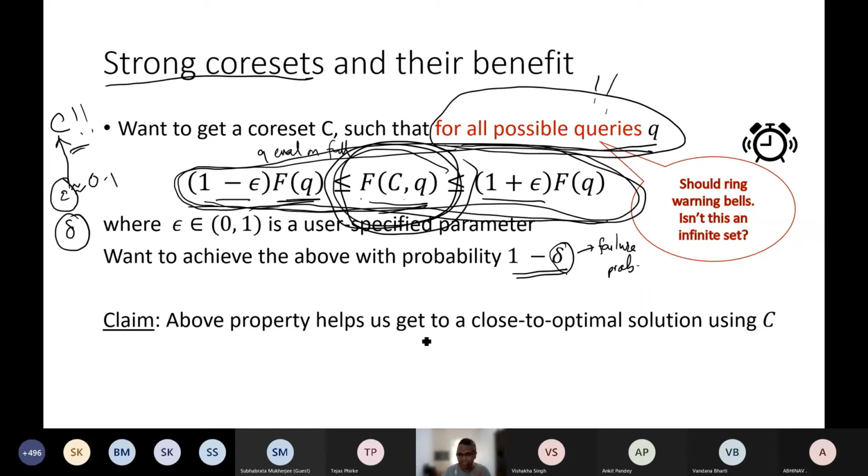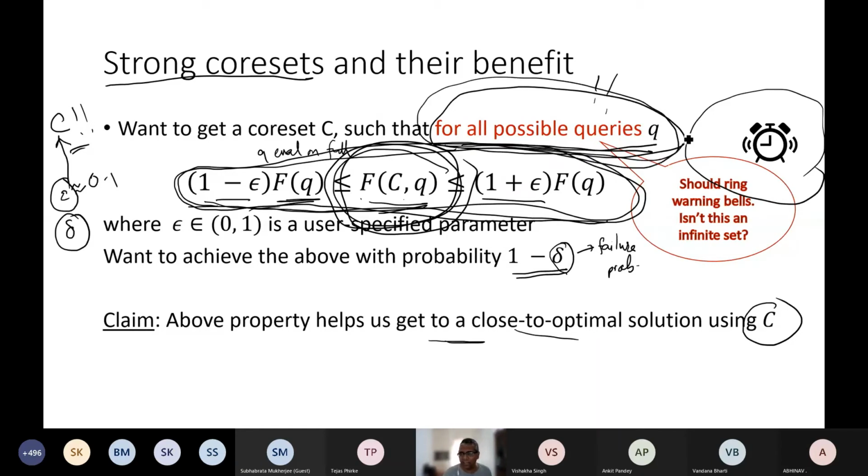I'll show you formally that the above property will help us go to a close to optimal solution by using C itself. I can now throw out the rest of the data. One warning bell should occur to you: we are talking about all possible queries Q. This is a tricky statement, because what is a query? A query is a model, k centers, and there are infinitely many of these queries, in fact uncountably infinitely many. So how is this even possible? That is not clear. In fact, this is possible, in a very smart way.